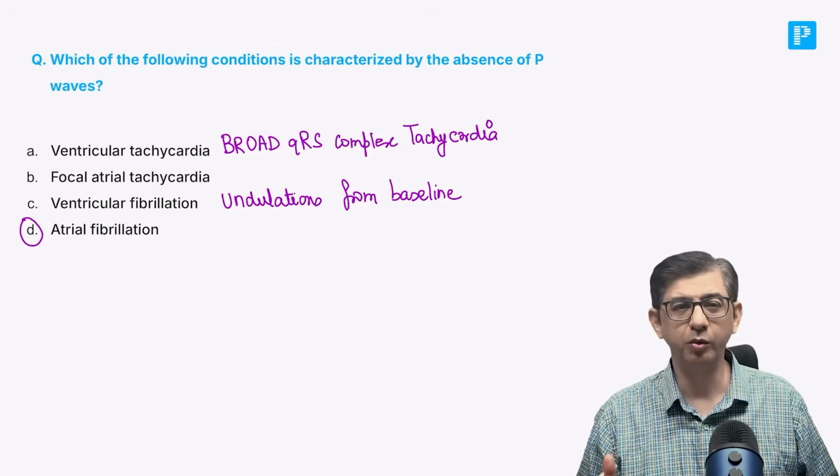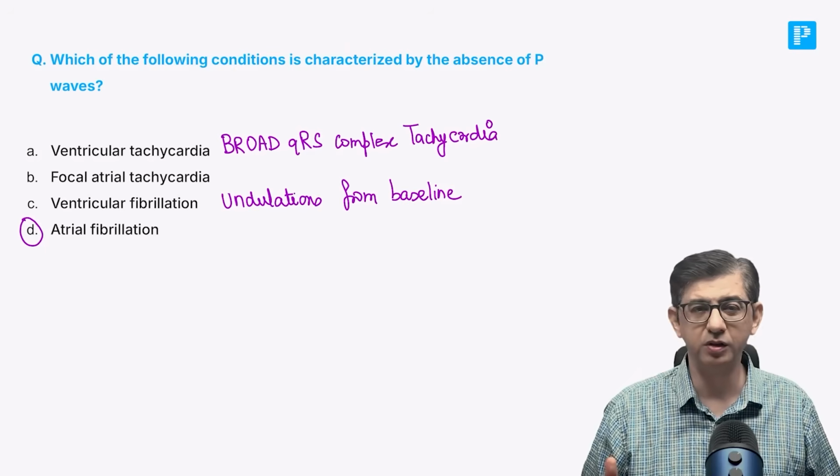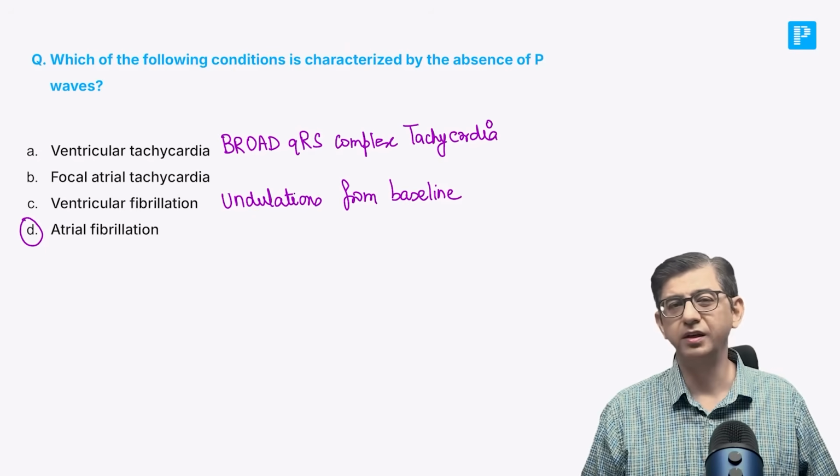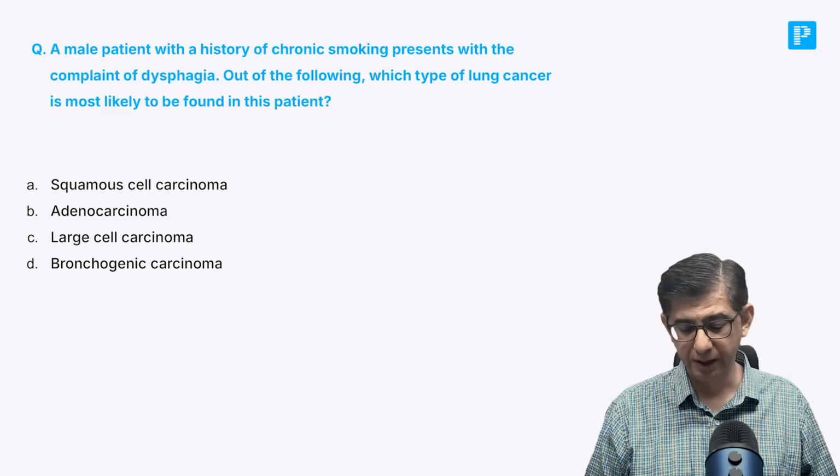C is ruled out because there would be undulations from baseline, and VT anyway has a broad QRS complex tachycardia. And as far as focal atrial tachycardia is concerned, it would have premature P waves present.